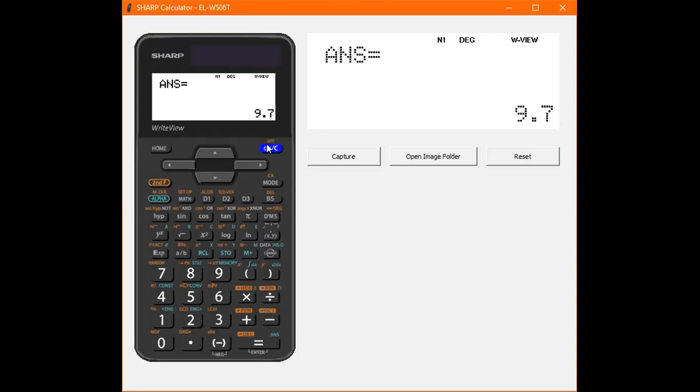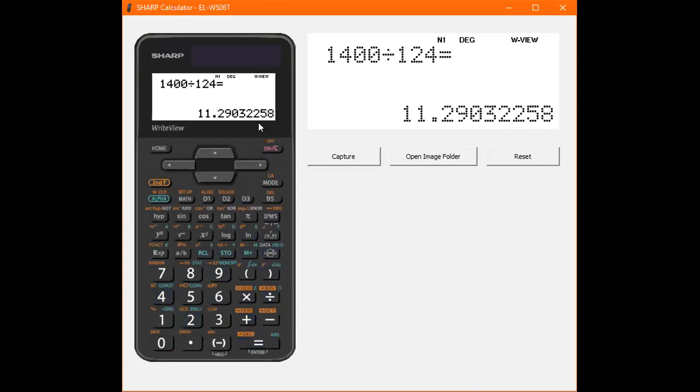The other nice function that you can use with DMS is the how long does it take me to get somewhere. For example, if I travel 1,400 kilometers to Cape Town from Pretoria, and I do an average speed of 124 kilometers per hour, that gives me 11 hours and something. Then I can press second function and DMS, and it gives me 11 hours, 17 minutes, and 25.16 seconds.